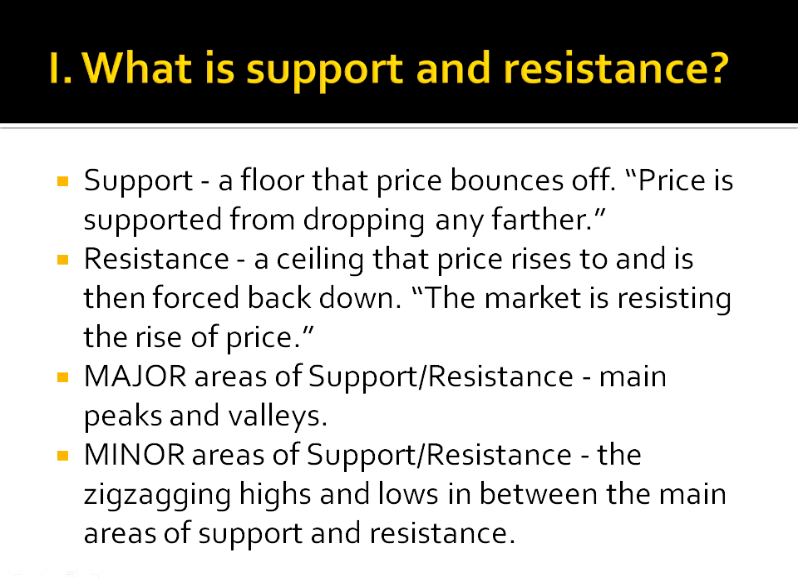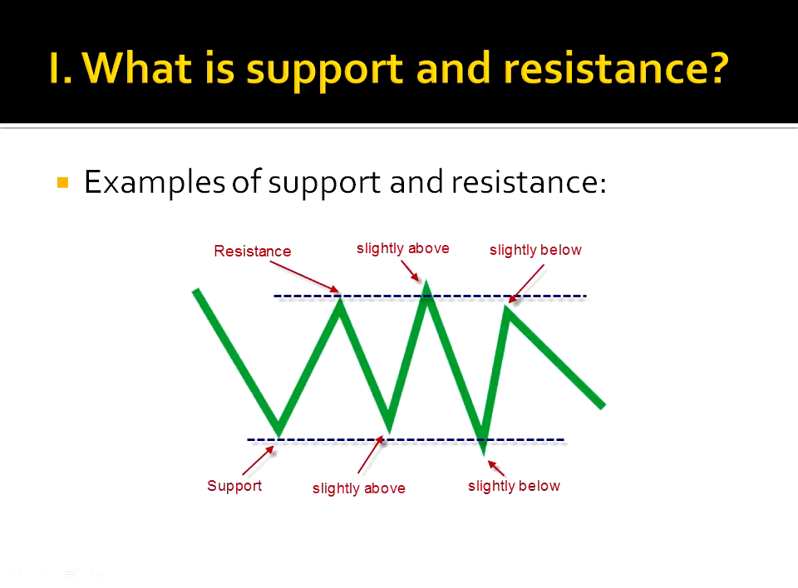Support is a floor that price bounces off. Price is supported from dropping any farther. Resistance is a ceiling that price rises to and then is forced back down. The market is resisting the rise of price. We will see major areas of support and resistance, and these are the main peaks and valleys. And then we'll have minor areas of support and resistance, and these are the zigzagging highs and lows in between these main areas of support and resistance.